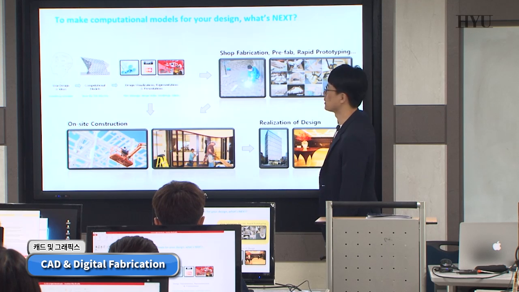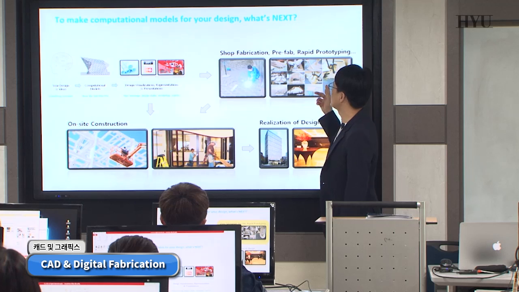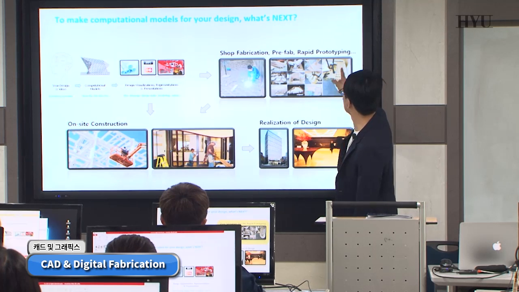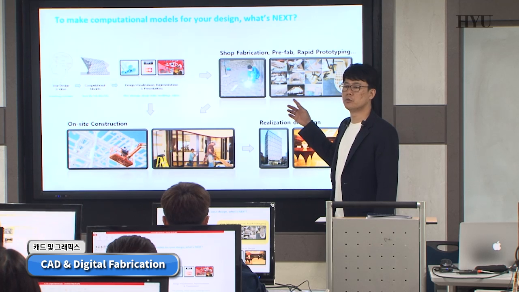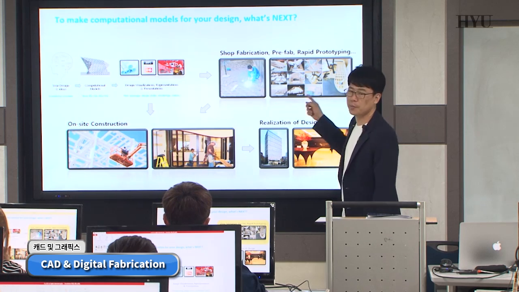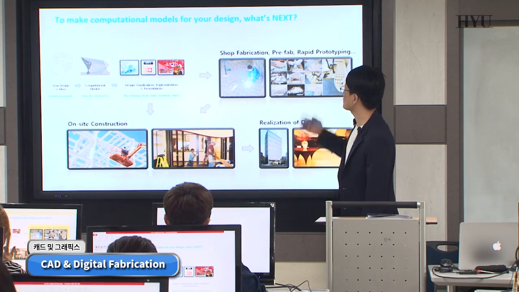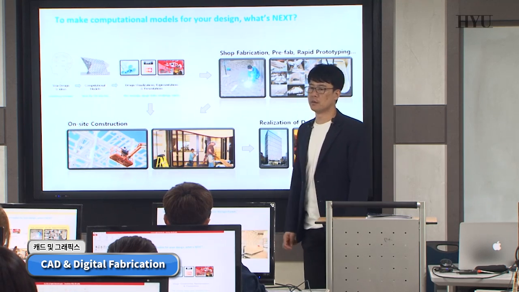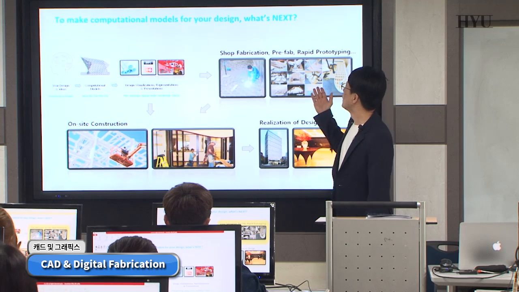Rapid prototyping. Rapid prototyping means creating a mock-up model. Take a look. This is a mock-up model, not a real model. 1 to 10, 1 to 20, 1 to 50 size, a small-size prototyping model created by some specific computer tools, computer generation tools.